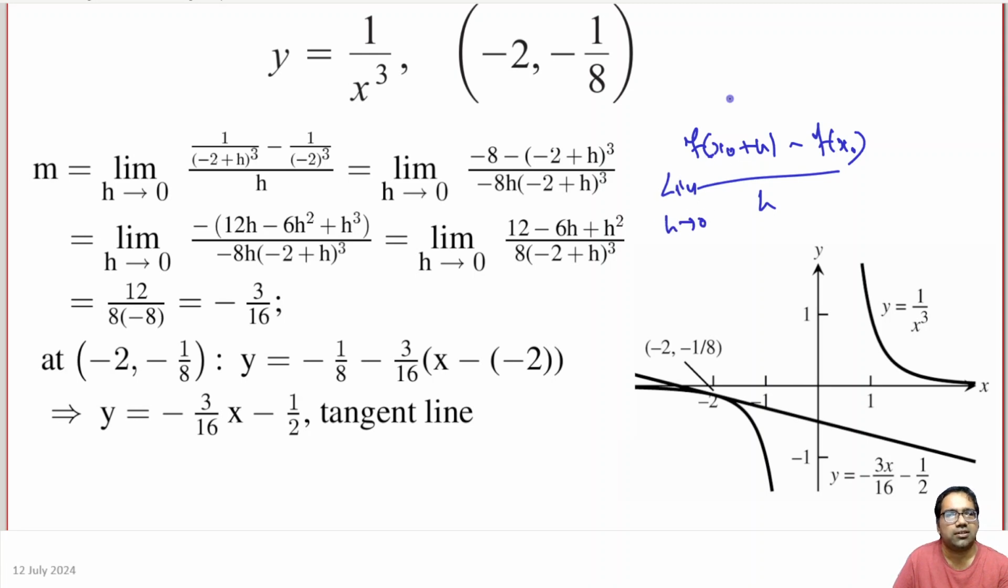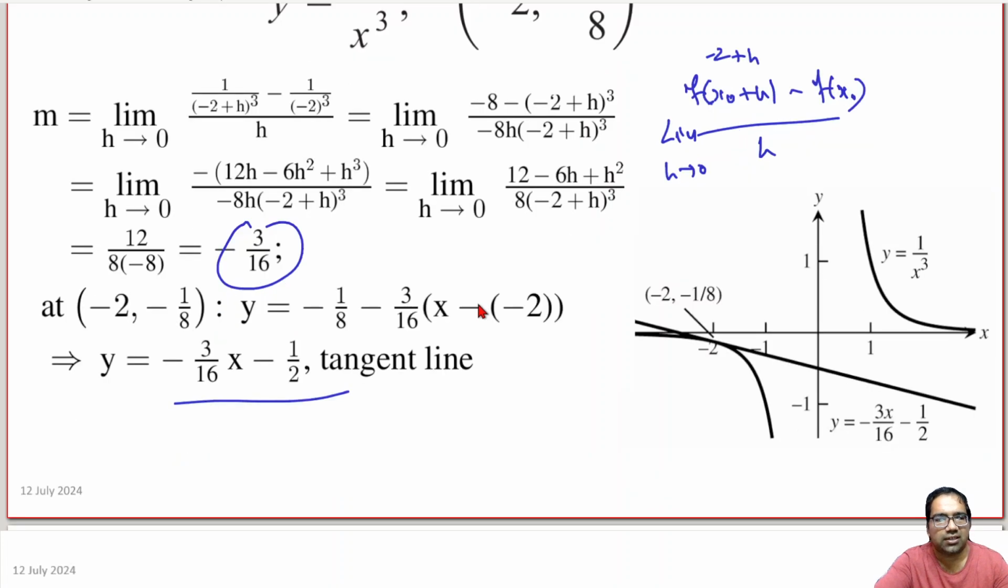What is x naught plus h? It is minus 2 plus h. What is this? This is equal to 1 by (minus 2 plus h) whole cube minus 1 by (minus 2) whole cube. Right. If we do some basic simplification, we are getting the slope as minus 3 by 16. And what is our equation? y equal to y1, which is minus 1 by 8, plus the slope m into x minus x1, which is minus 2. So we are getting this equation, minus 3 by 16 x minus half, right guys?